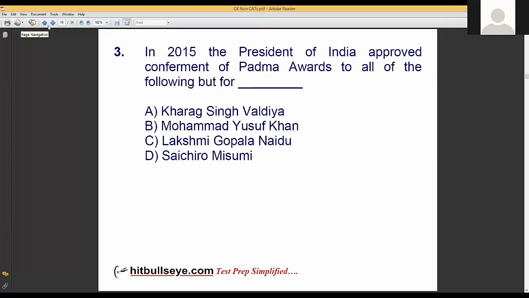Next, in 2015, the President of India approved conferment of Padma Awards to all of the following, but for... Now, of course, in 2018, you're not supposed to remember questions or current affairs from 2015. However, I just wanted to give you a feel that these kind of questions can be asked as well. So which one of these were not awarded, right? That is critical. So the answer in this case is C, Ms. Lakshmi Gopal Naidu.